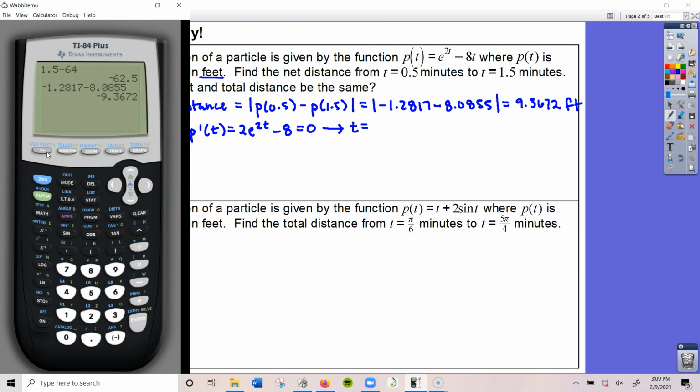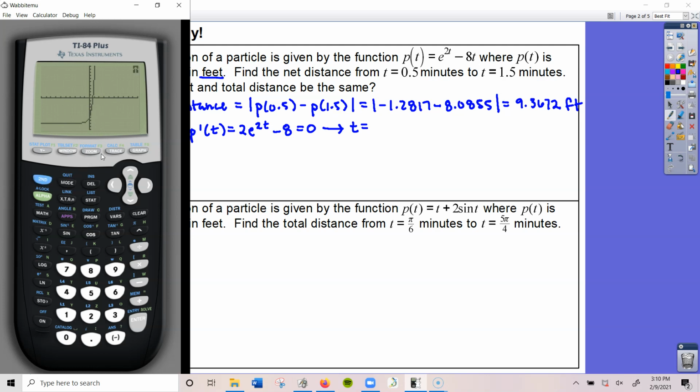And let's see if that exists. So I'm going to go now again to my y equals menu. I'm going to deselect this, which actually we don't really need anymore, so we can clear it out. I'm going to put 2e raised to the 2x minus 8. Let's graph. All right, we can see that there is a critical number right here. So that means that my particle for this section is moving to the left, and then afterwards is moving to the right. So we need that value of t.